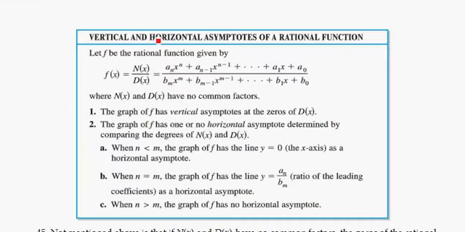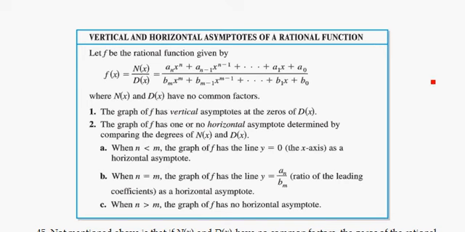Now we move on to summarizing in general how we find the vertical and horizontal asymptotes of rational functions. If you're given some rational function, n of x is the numerator polynomial and d of x is the denominator polynomial. So you think of this as some big expanded polynomial over some big expanded polynomial. It doesn't always have to be this complicated, but at most it's this. So let's look at all the possibilities. The graph of f is going to have vertical asymptotes at the zeros of d of x.